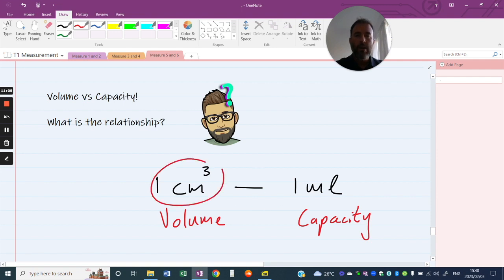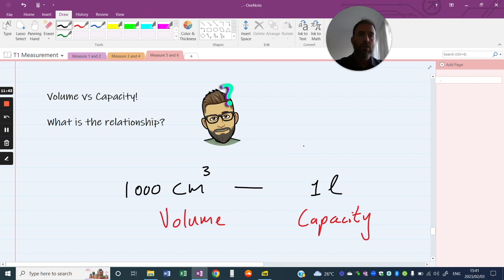If you get given an answer that's in centimeters cubed, the question might say, will you please change this into milliliters or liters? Well, we need a conversion to go from the one to the other, and we can use this conversion on the screen, which is 1 centimeter cubed is equal to 1 milliliter. Now, they don't always give you this conversion. They might give you a different one. They might say 1,000 centimeters cubed is equal to 1 liter.